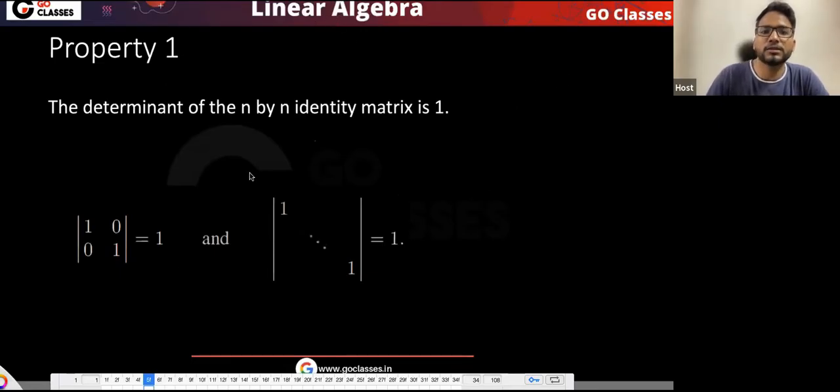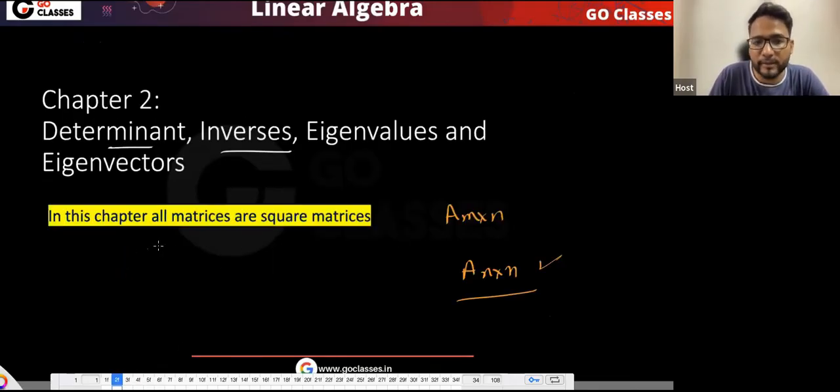Okay. So the first property says the determinant of the n by n identity matrix is 1. Identity matrix is a matrix which has 1 diagonally, and obviously, as I said, in this chapter everything will be a square matrix. Okay, in this chapter all matrices are square matrices.